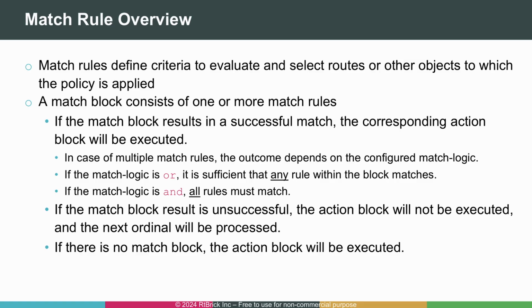Now, the match logic can be set individually for each ordinal, which represents a match block of the policy. If the logic is set to OR, which is the default, then just one of the match rules needs to match. But if it's set to AND, then all of them must match for the policy to consider it a hit. If a match block doesn't match at all, then the router simply skips the action part and moves on to the next ordinal in the policy. And here's a useful tip. If you define an ordinal with an action block but leave the match block empty, then it will match every route, basically acting like a match-all condition.